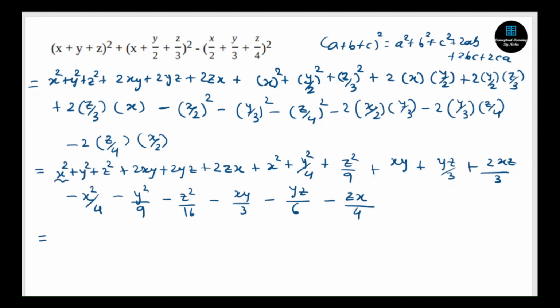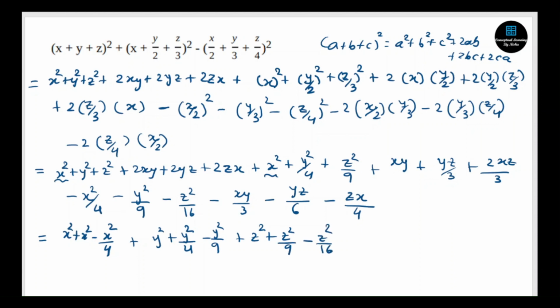Now all terms together, bring x square together, so x square plus x square minus x square upon 4, then y square, so y square plus y square upon 4 minus y square upon 9, then z square plus z square upon 9 minus z square upon 16. Now xy terms, so plus 2xy plus xy minus xy upon 3.